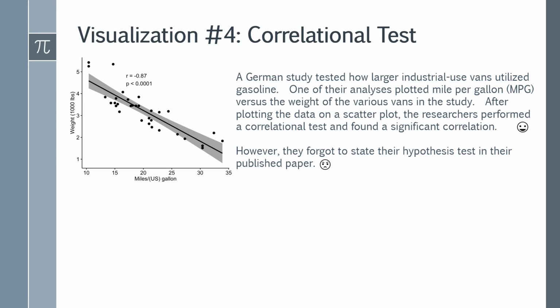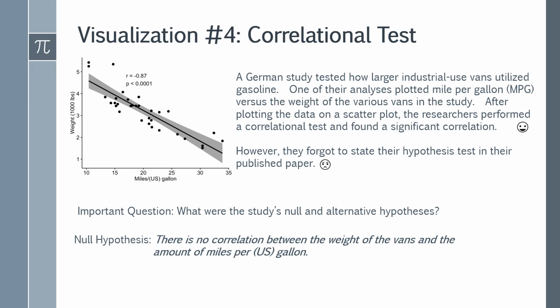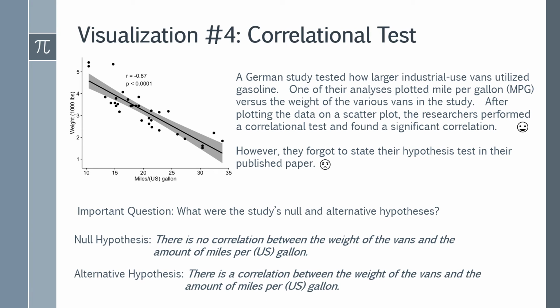In the scatter plot, we are comparing the height by miles per US gallon. Important question. What were the study's null and alternative hypotheses? Null hypothesis. There is no correlation between the weight of the vans and the amount of miles per US gallon. Alternative hypothesis. There is a correlation between the weight of the vans and the amount of miles per US gallon.